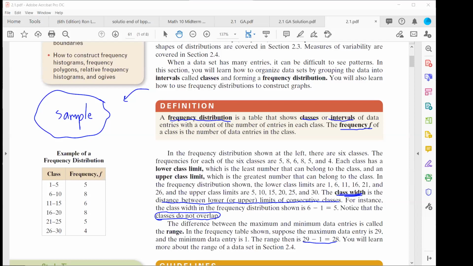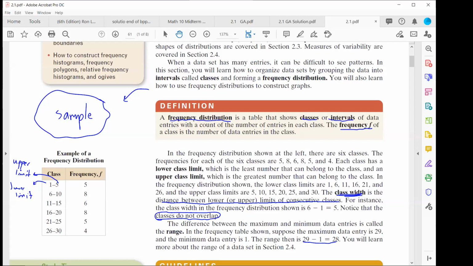Very well. Okay. Look at the first class. This is your first class. 1 is the lower limit in your class. Lower limit. And 5 is the upper limit of your class. Upper limit. The frequency or the count of the numbers in this class is 5.